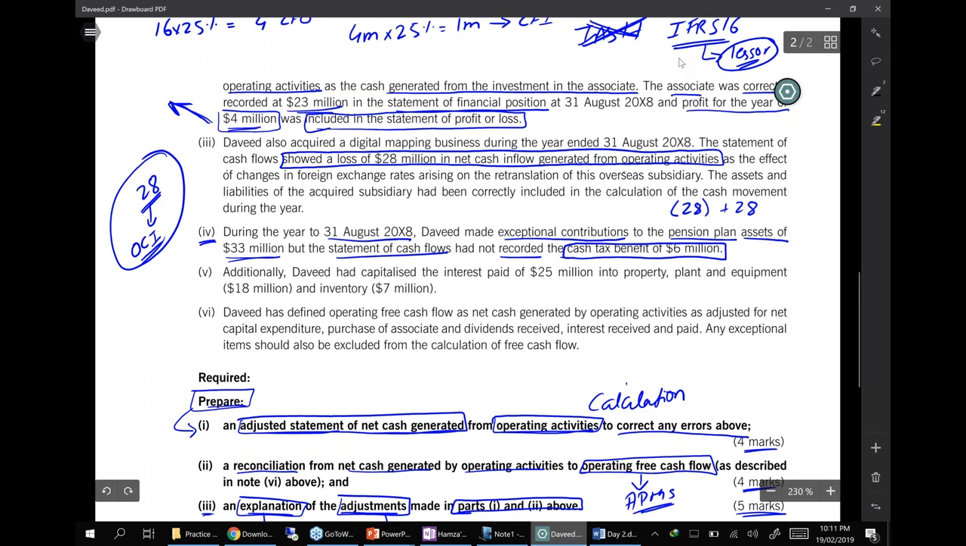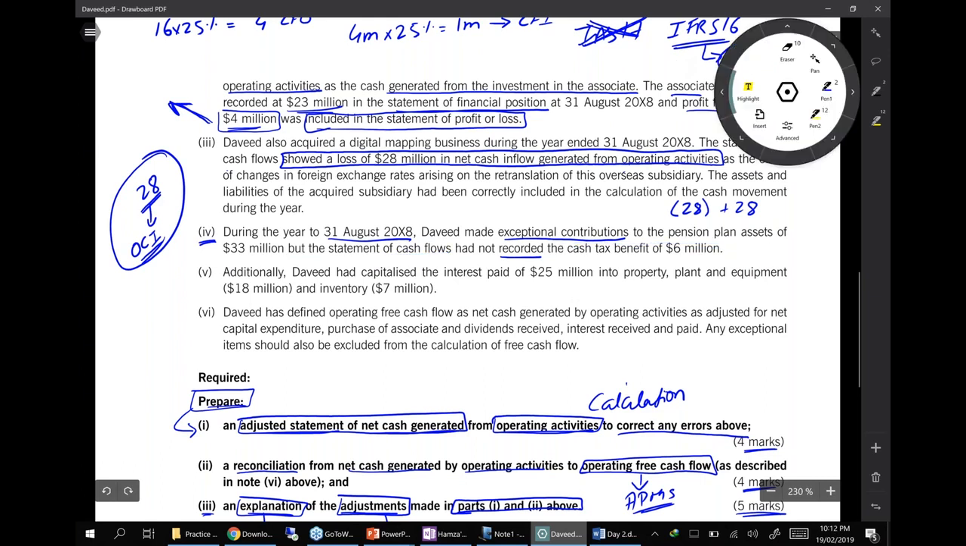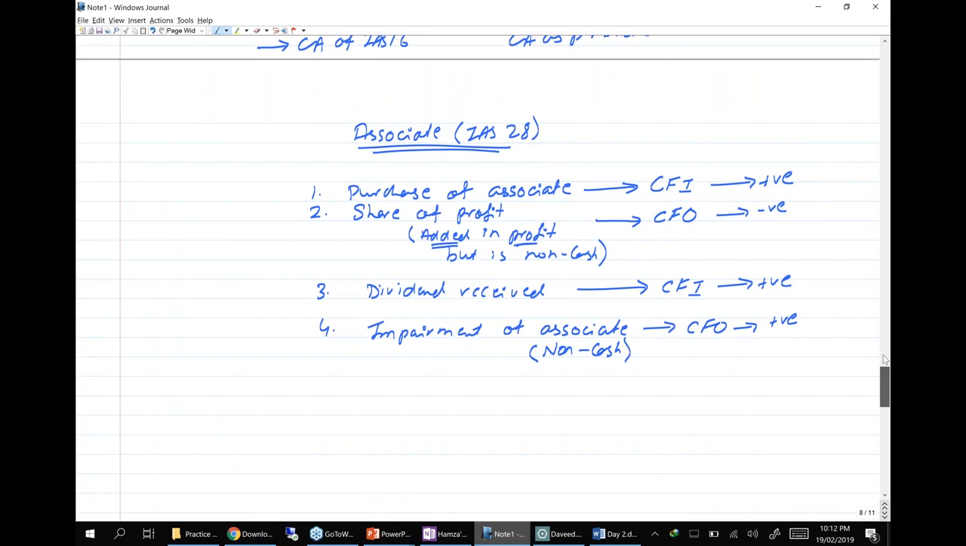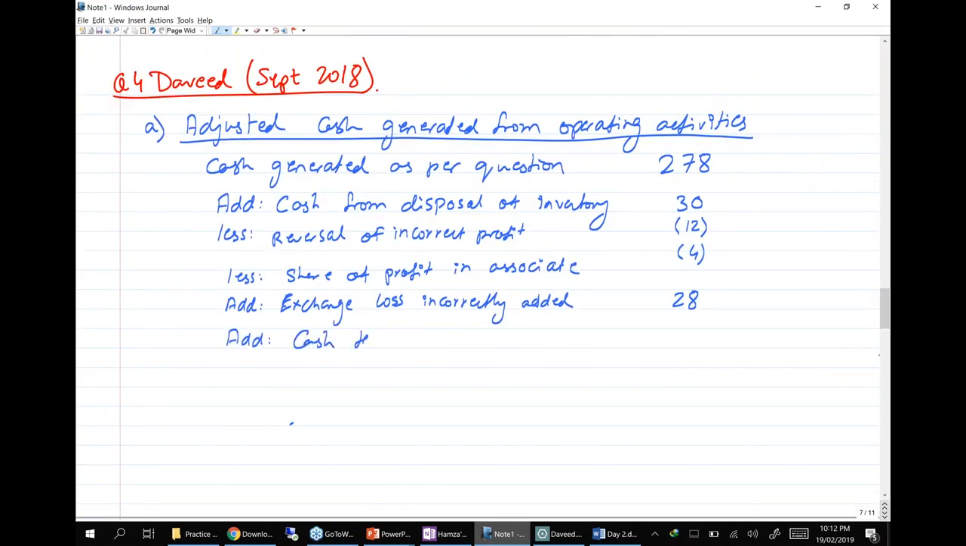Yes, Simran, this is IAS 19. Harsh is saying inflow, George is saying inflow, Mohammad Saad is saying inflow. Yes, a lot of inflows. It is exactly an inflow, which is not included. So we are going to include this inflow and write, add the cash tax benefit, which is going to be $6 million. So this adjustment was comparatively an easier one.